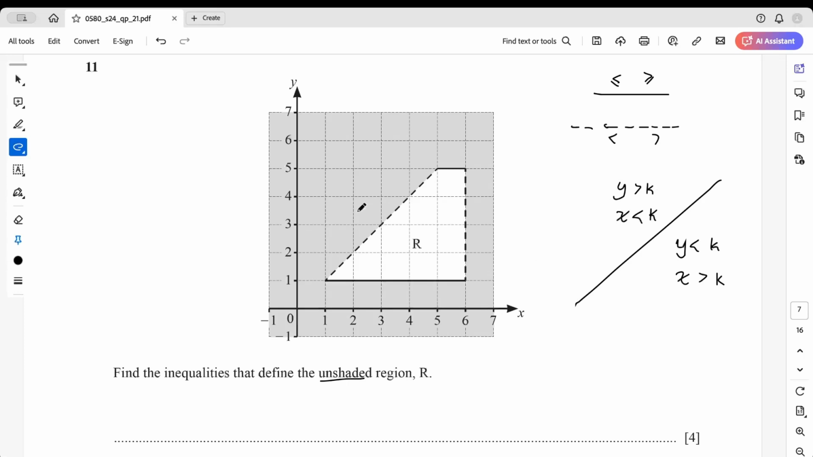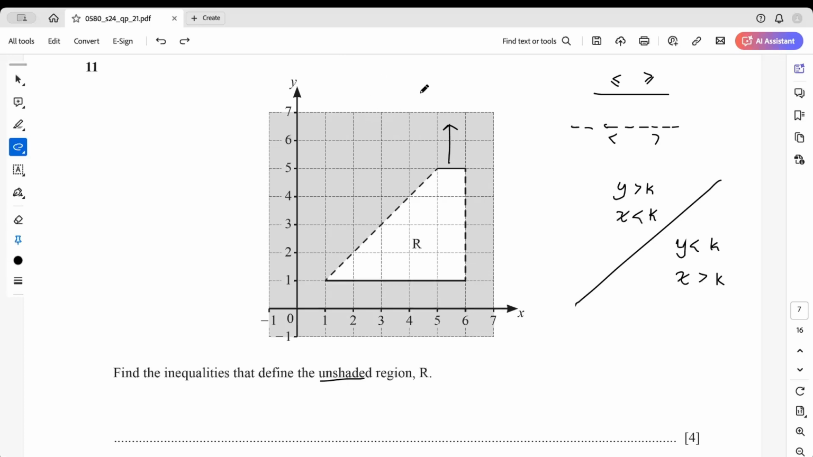With that out of the way, let's get into this. I'll first start off with the easiest one, which are these horizontal lines. So we'll start off with this horizontal line. Now, always first of all, imagine that the line is an equation, y equals something or x equals something, before we insert our inequalities.